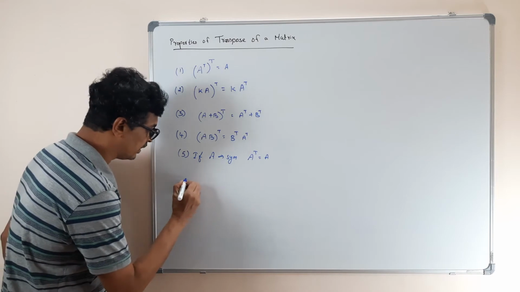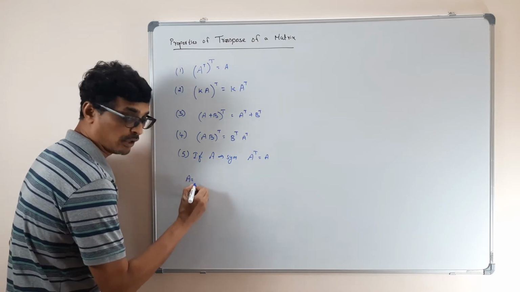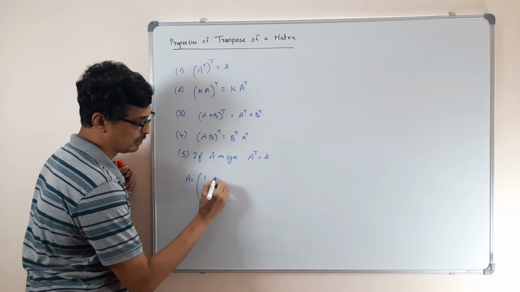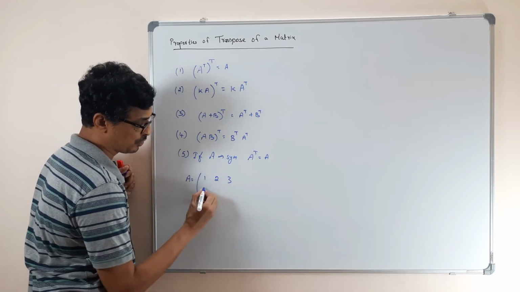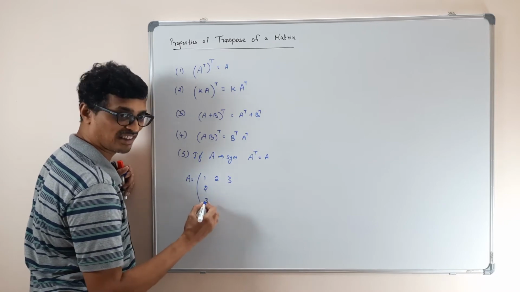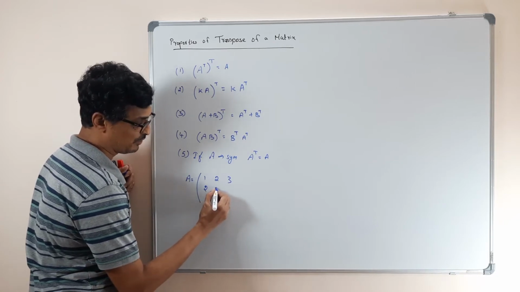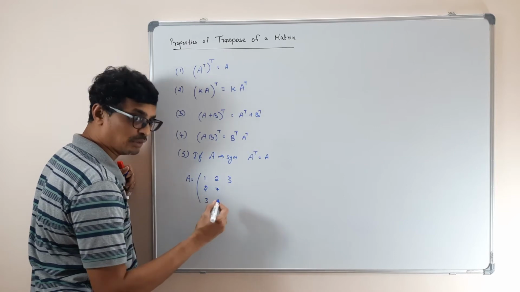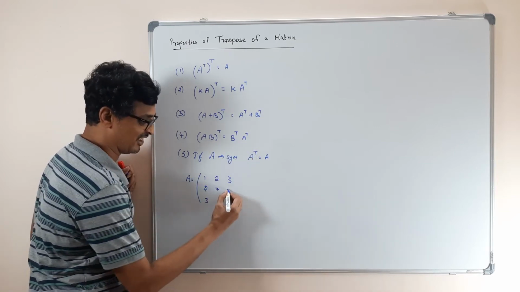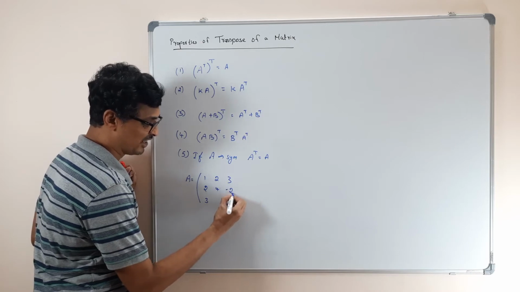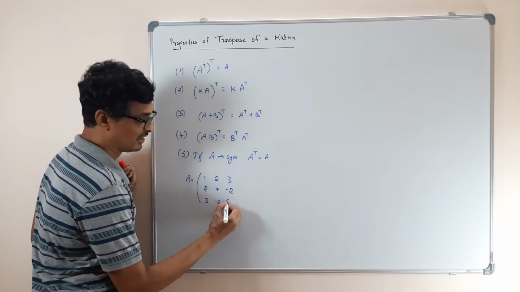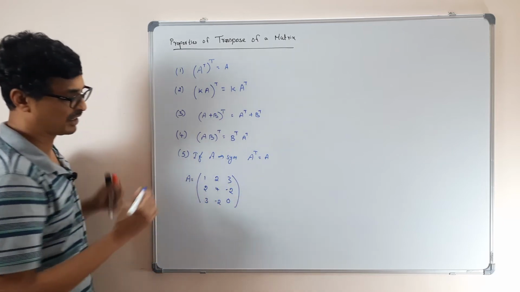So let us consider square matrix A. Tell me a symmetric matrix. 1, 2, 3. So what should be here? 2, and this should be 3 automatically. Then only will it be symmetric. Correct? And here, tell me 4. Minus 2. Then here should be minus 2. So this can be anything. Correct? 0. So this is a symmetric matrix.